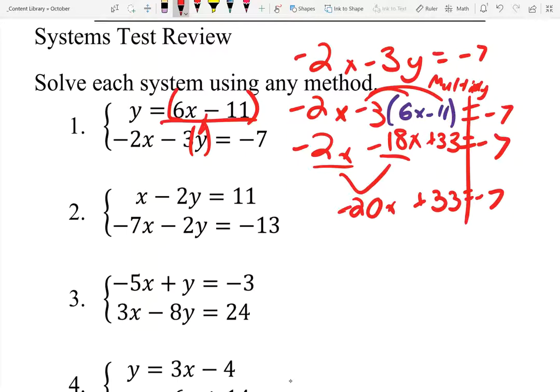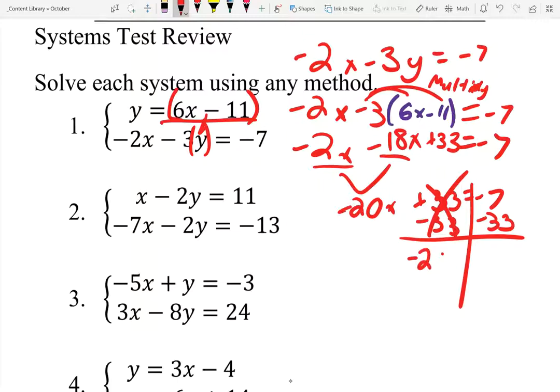So our goal, remember, is to get x by itself. So we're trying to cancel out the 33. We're trying to cancel out the negative 20. So we'll start by canceling out the 33. The opposite of positive 33 is subtracting 33, so that gets rid of it. 33 minus 33 is 0. So now we get negative 20x equal to negative 40.